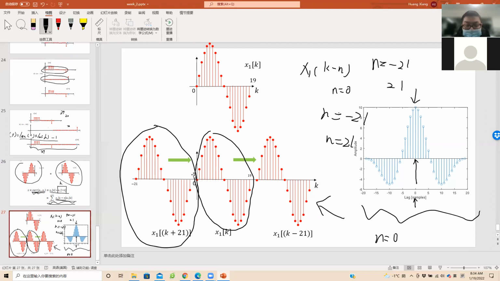For the cross correlation, we just use the same convolution.